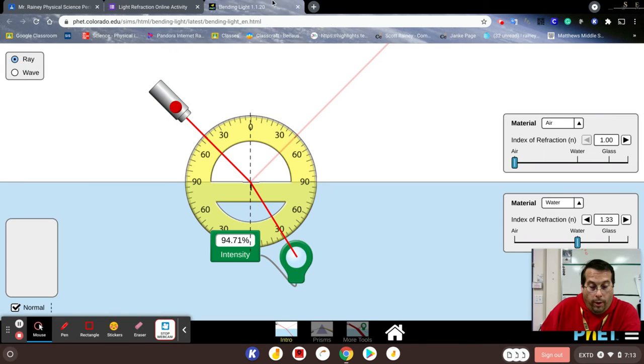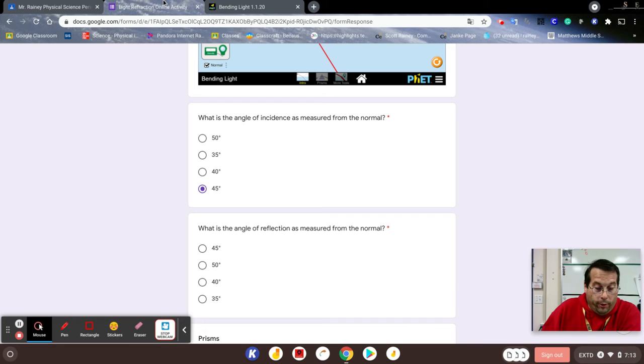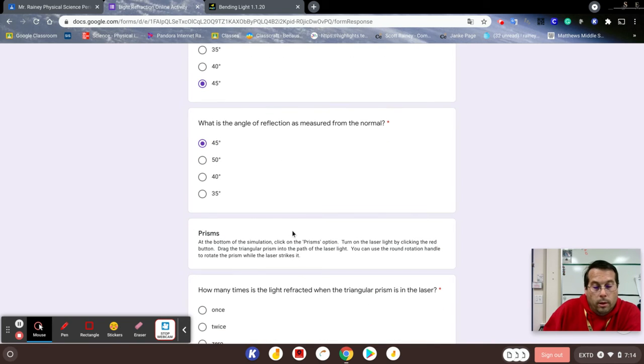If I measure the reflection, I should get the exact same. Remember, the law of reflection says that the angle of incidence is equal to the angle of reflection. So if I look at this coming off, I also get 45 degrees. So whatever comes in, it comes out.